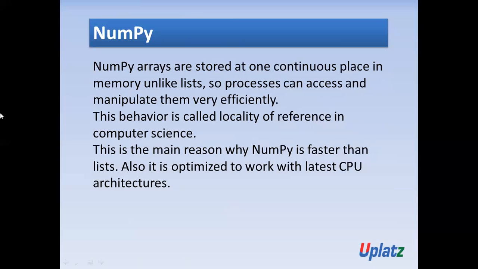So if anyone asks you why NumPy is faster than a list, you can see what the answer is. NumPy arrays are stored at one continuous place in memory, unlike lists, so processes can access and manipulate them very efficiently. This behavior is called locality of reference in computer science, and this is the main reason why NumPy is faster than the list. Also, NumPy is optimized to work with the latest CPU architecture. Got it?